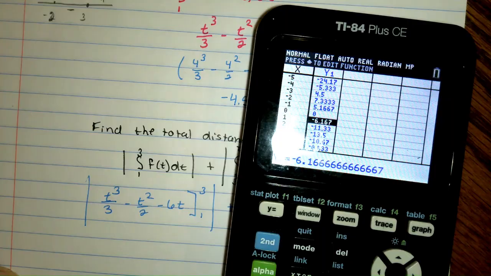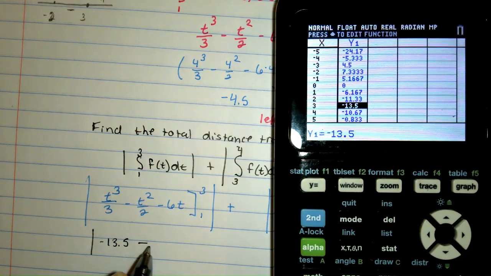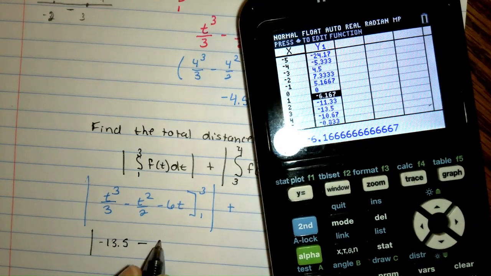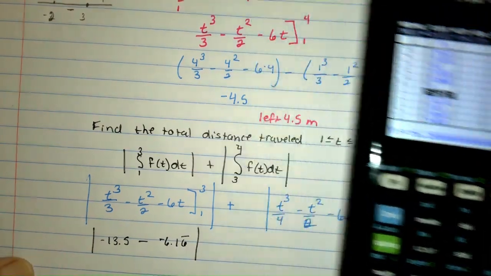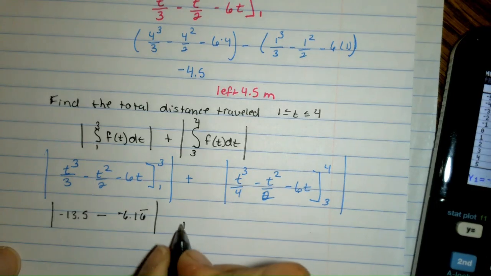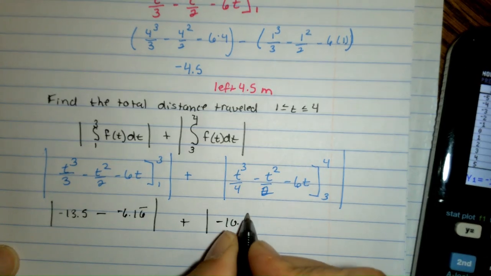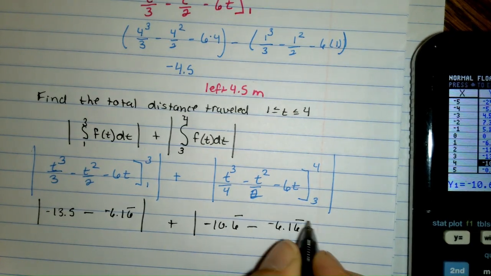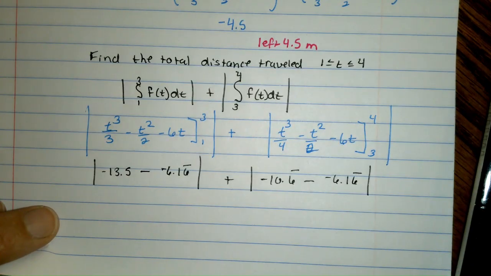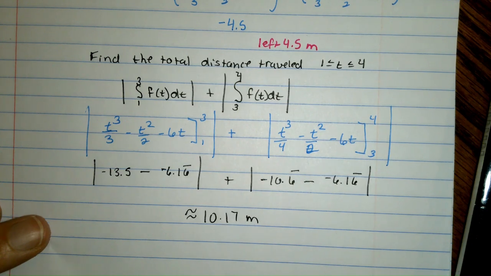1 is negative 6.1 repeating. 3 is negative 13.5. So then we'd have 4 is negative 10.6 repeating minus, and 3 was negative 6.16 repeating. And if you type that into your calculator, you'll get approximately 10.17 meters.